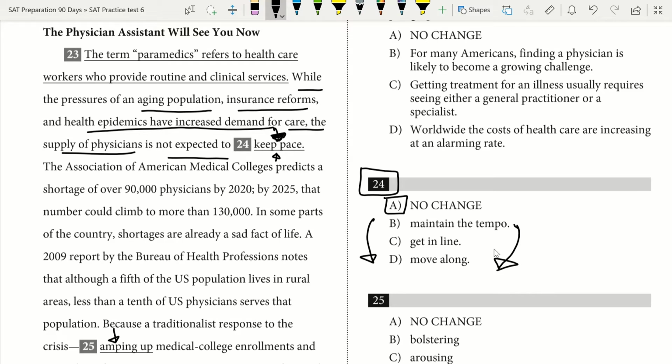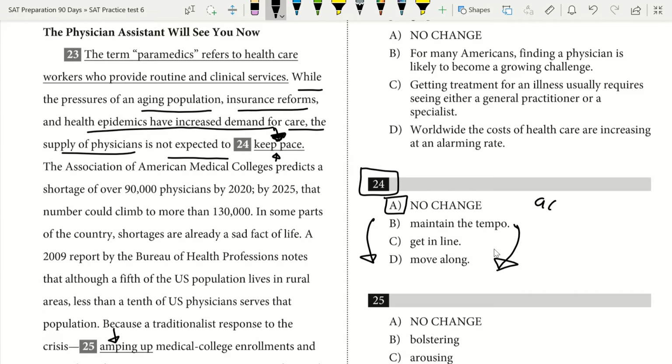They're not just different endings, so it's not pace versus paced or pacing. They all have different root words, okay? They have maintain the tempo, get in line, move along. Since those are all different root words and have different meanings, what I know I'm looking to do there is I'm looking to do a couple things.